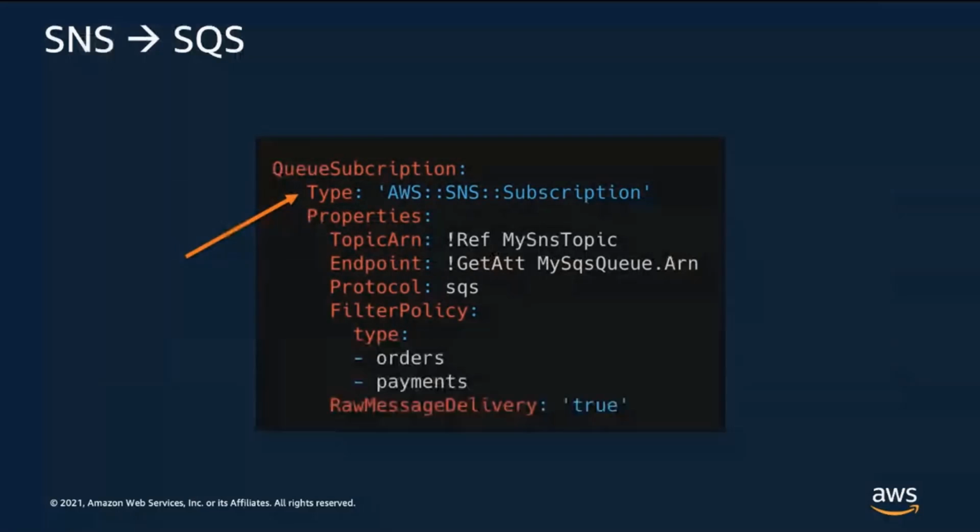Another usage of this pattern is when you want to filter messages in architectures using an SQS queue. By placing the SNS topic in front of the queue, you can use the message filtering capabilities of SNS. This ensures that only the messages you need are published to the queue. To use message filtering in AWS SAM, use the AWS SNS subscription resource.